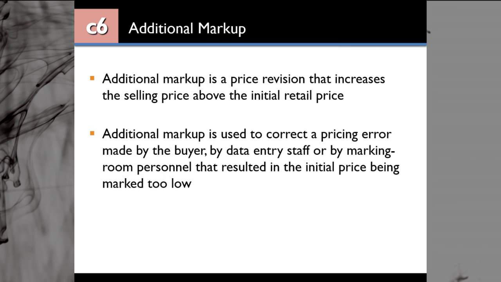Okay, and let's go to the next slide for a different concept. Now let's talk about the additional markup. An additional markup is the price revision that increases the selling price above the initial retail price. This is used to correct a pricing error made by the buyer, by data entry staff, or by marketing room personnel that resulted in the initial price being marked too low. So that means you're going to have this additional markup because of some mistake or errors you had, then you're going to make it a little bit higher. So that's called an additional markup.